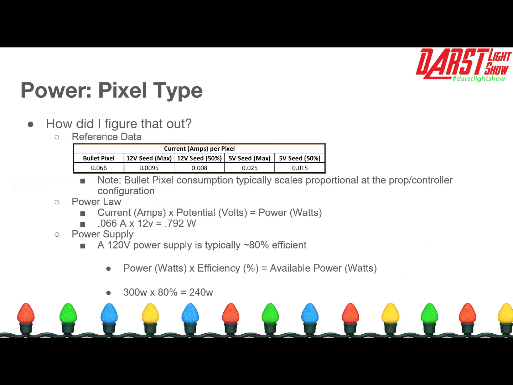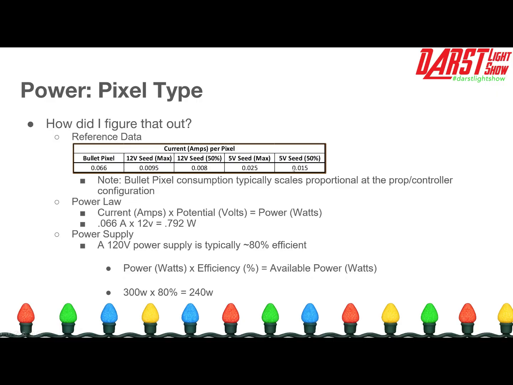I'm not going to go through this in detail, but just in case you're not aware, this is readily available information as far as the bullet pixels go. Use 0.066 amps per pixel. The seeds, again, this is going to vary. So this is what I actually measured using a pixel tester.